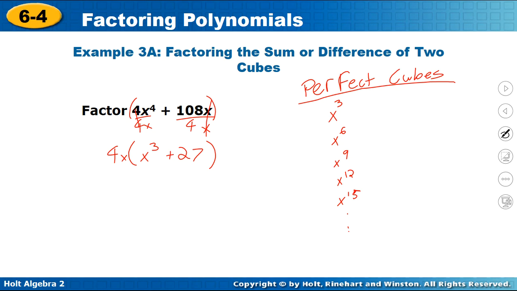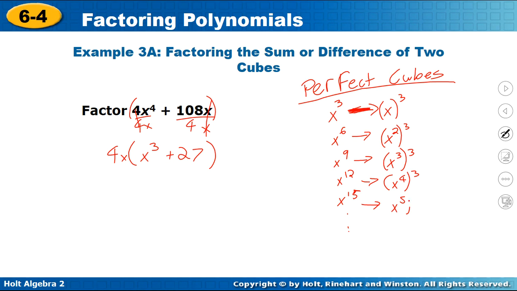So the reason is because x to the 3rd is equivalent to x to the 3rd power, of course. X to the 6th is equivalent to x squared to the 3rd power. X to the 9th is equivalent to x to the 3rd to the 3rd power. X to the 12th is equivalent to x to the 4th to the 3rd power. And you can kind of see where this is going. X to the 15th equivalent to x to the 5th to the 3rd power. So these are all perfect cubes because all of these can be raised to the 3rd power.